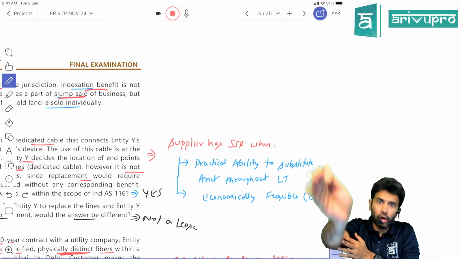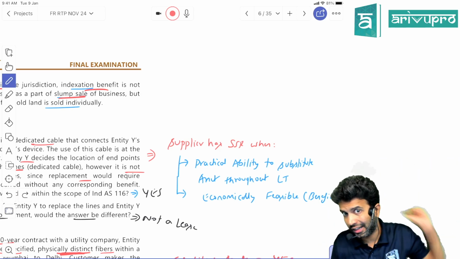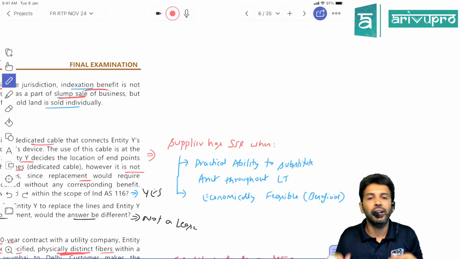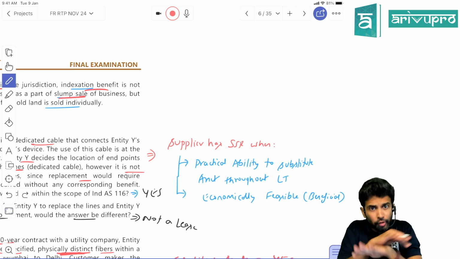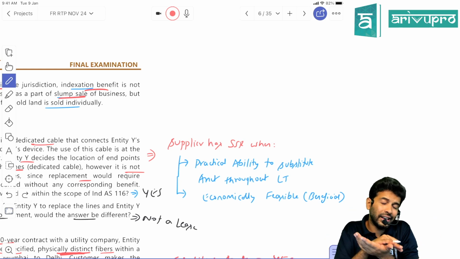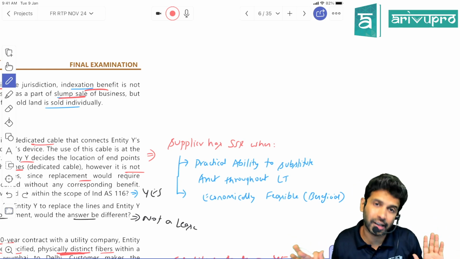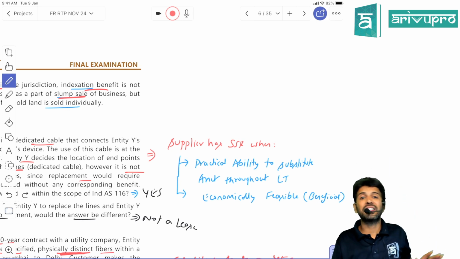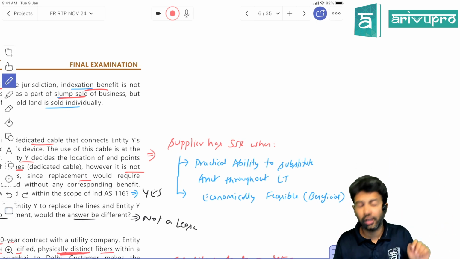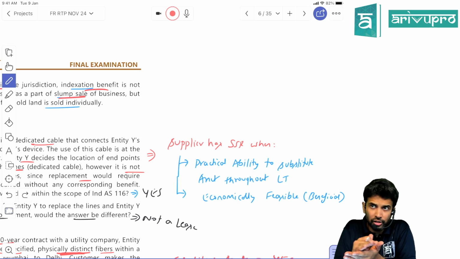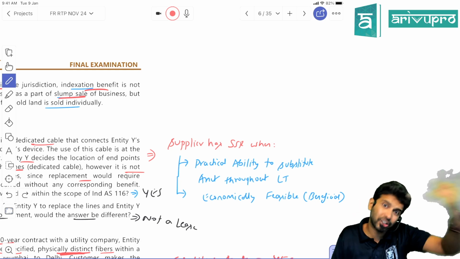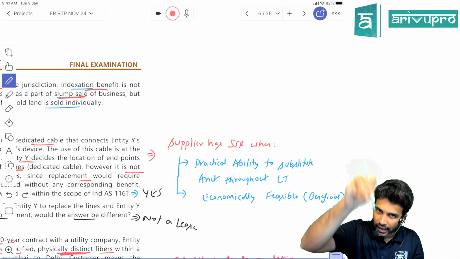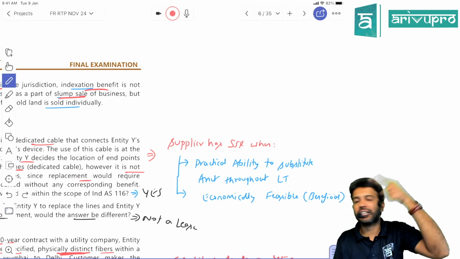For you to call it a lease, you should be able to clearly identify which asset you have taken on lease. If the supplier goes on replacing it, then you will not be able to identify the asset. If you are not able to identify the asset, the whole Ind AS 116 will not get attracted, right? And when can you say the supplier has SSR? There are two conditions for it. I have told you in regular class that in the absence of information, we assume that the supplier does not have SSR. If the supplier has SSR, you have to prove it by satisfying both conditions.